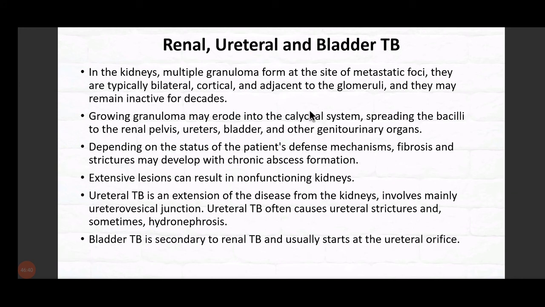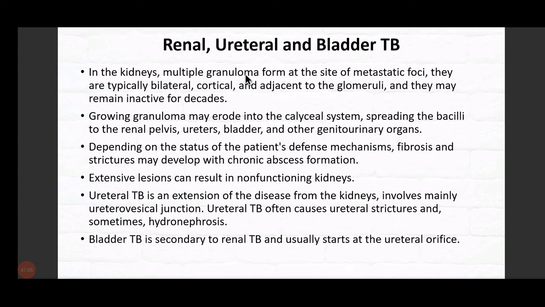I will just give you a brief glimpse of what happens in the kidney. What happens in the lung is exactly happening in the kidney. That is, a granulomatous infection is happening. Multiple granulomas form in the kidney. They form in the cortex. Since it is a bloodstream infection, the typical presentation may be bilateral, but we see unilateral presentation most of the time. That is the more affected kidney.